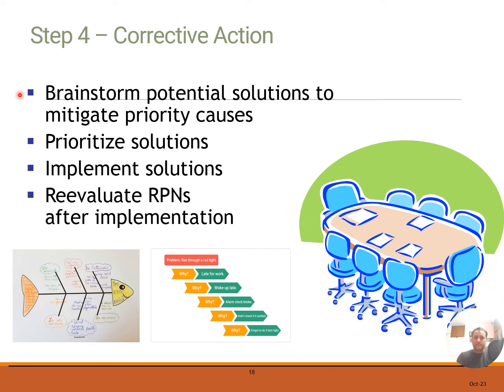First and foremost, it's time to brainstorm potential solutions to mitigate the priority causes identified earlier with the highest RPN. At this stage, think creatively and work collaboratively. Encourage different perspectives to generate a comprehensive list of solutions. And remember, the goal is to address the root causes effectively.